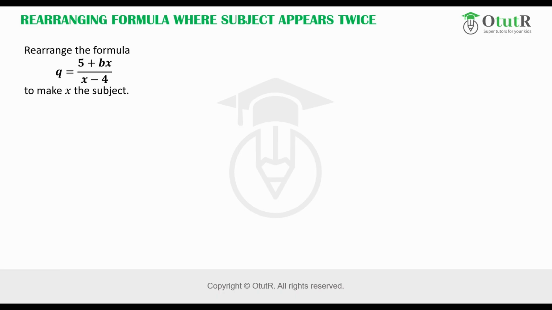For the next question, we have to rearrange the formula where the subject appears twice. Okay, so let us first read the question. The question says rearrange the formula, and we have been given a formula and we have to make x the subject, right? In the question provided to us, we can clearly see that right now q is the subject, but we want to change it to x, okay?